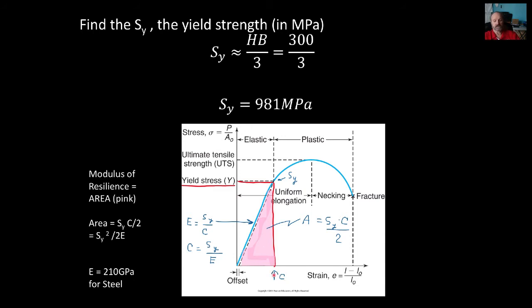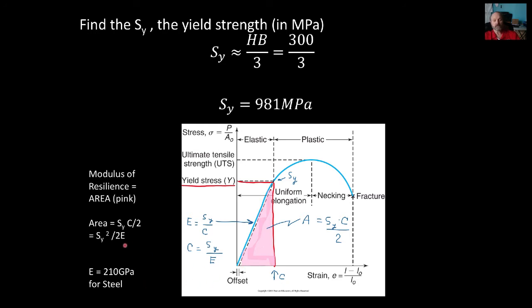There's a point C in the strain; I labeled it C, some arbitrary number. If you take C times S sub Y, you would get the total area of this rectangle. You have to divide it by 2 to get the area of the pink part, because it's a right triangle. Think about it, it's half of a rectangle. So the area is S sub Y times C divided by 2. When I first was playing with this, I forgot about dividing it by 2. That's pretty straightforward. So the area is the yield strength, S sub Y, times C divided by 2. So what's C?